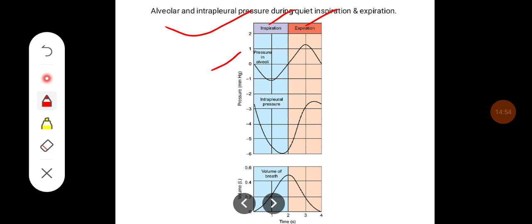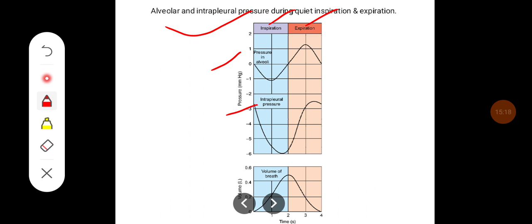As the intra-alveolar pressure becomes negative, the air gushes inside, and during expiration, the intra-alveolar pressure increases, and because of which the air is expired. Okay, so these are the intrapleural pressure changes.